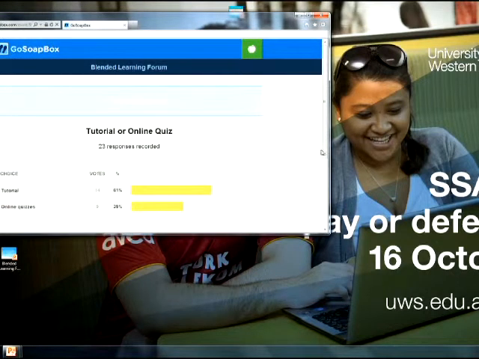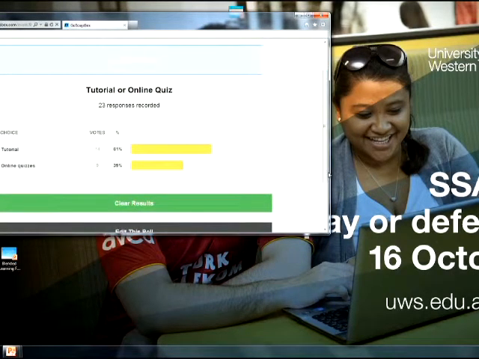Okay, so this is your opinion. 61% are saying that tutorial is the best way to go to achieve the learning objectives, and online quizzes about 38%. Okay, this is what I thought too. Initially the tutorials are the better way to achieve the learning objectives. But let me present the data now.